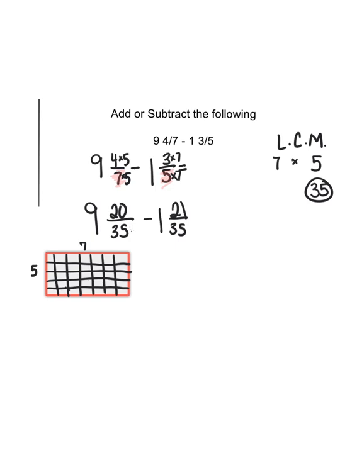Okay, so here's my first area model, and I have it divided into 35 equal pieces. I've got 7 groups of 5. So 5, 10, 15, 20, 25, 30, 35. And for my 9 wholes, I can just duplicate this and say the whole thing is shaded in. And of course that represents 1 whole.